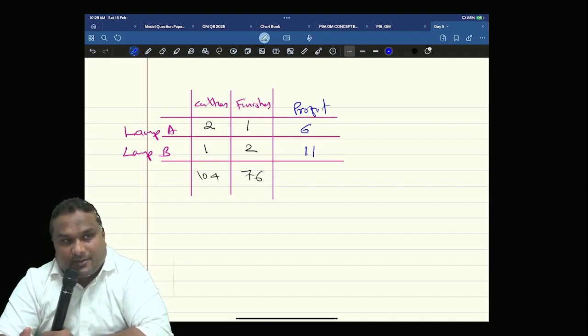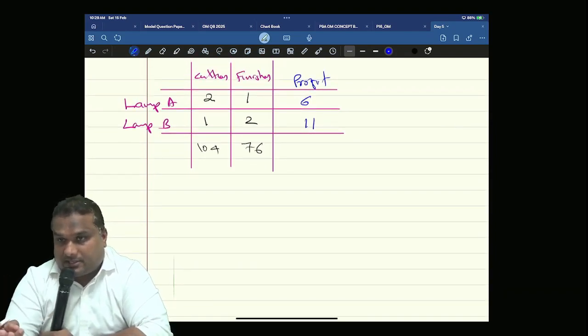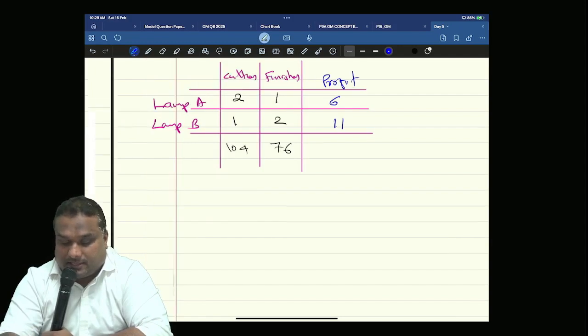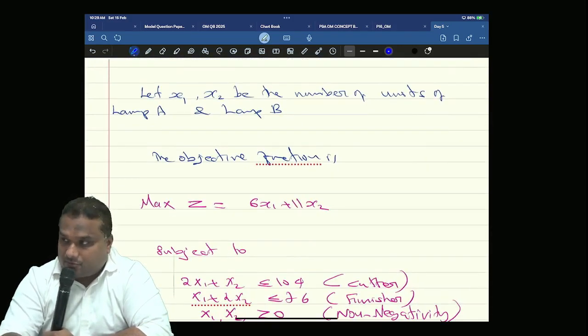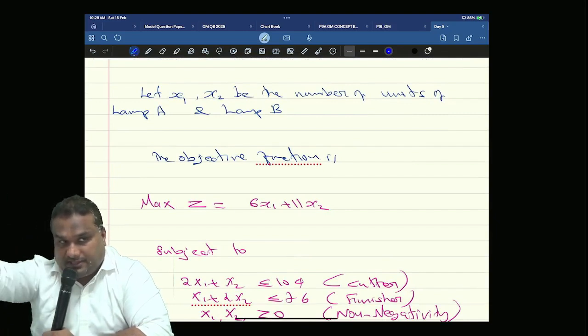Now whenever you are writing the answer, you should write: let x1, x2 be the number of units of lamp A, lamp B. That we already wrote, correct? Lamp A, lamp B, this you should write. Now the objective function is, you should use the word properly.